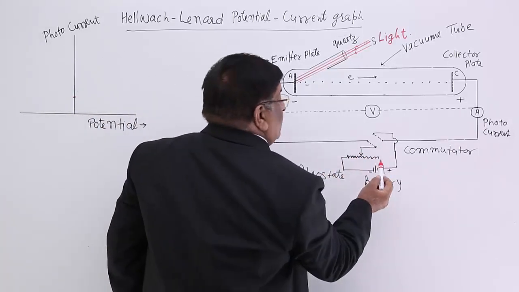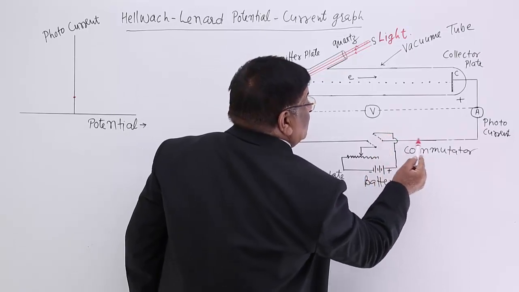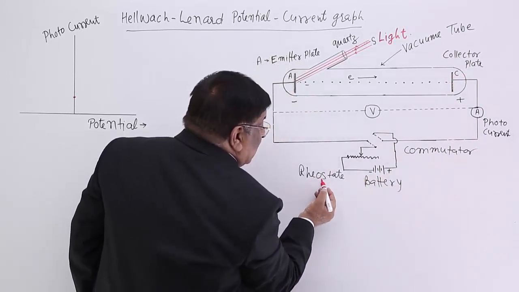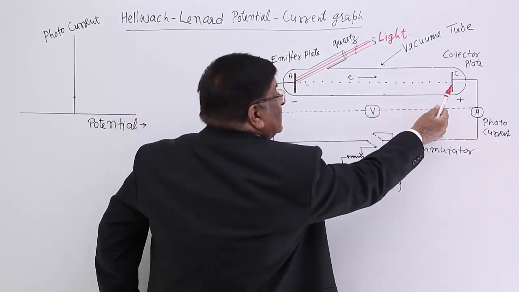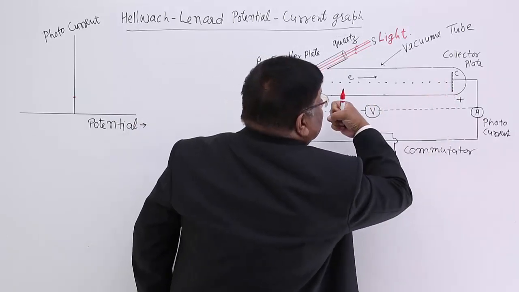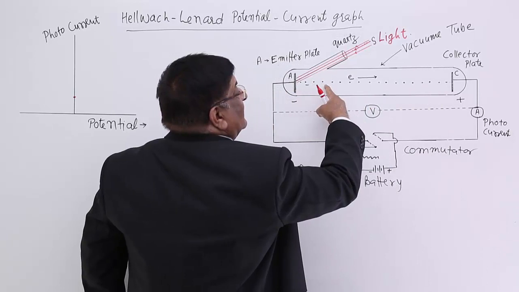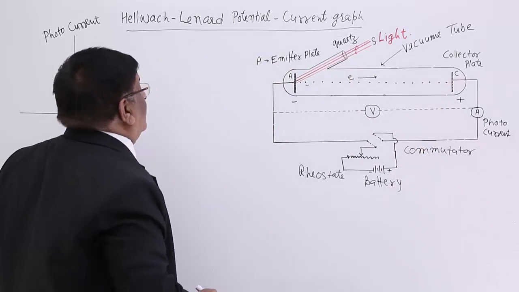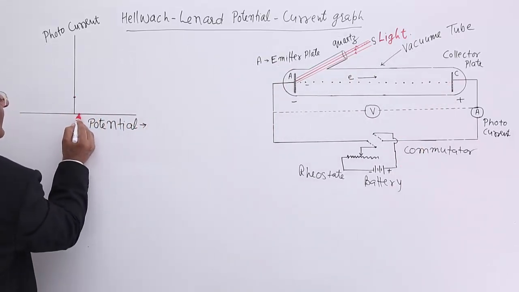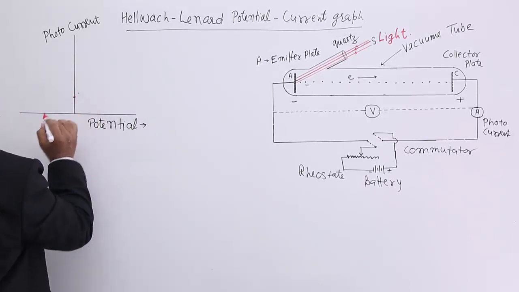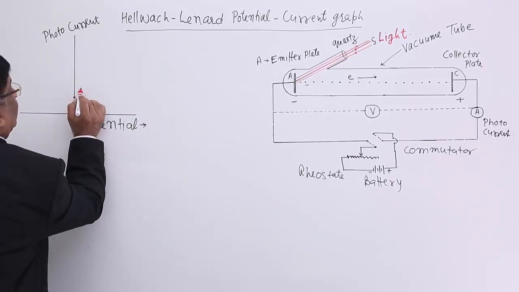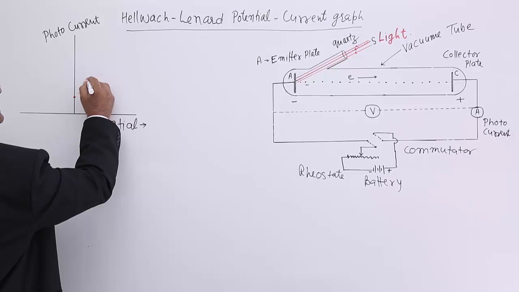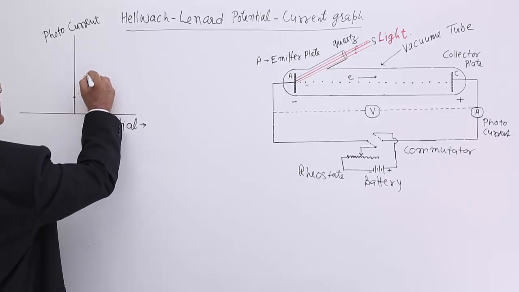Okay, now we connect it to positive. The collector plate is connected to positive, and we start increasing potential. When we start increasing positive potential, there is a pull on the electrons, which are negatively charged. So more and more electrons are attracted towards positive. When we increase the potential, we find the current has increased. Again we increase the potential, and the current has increased.